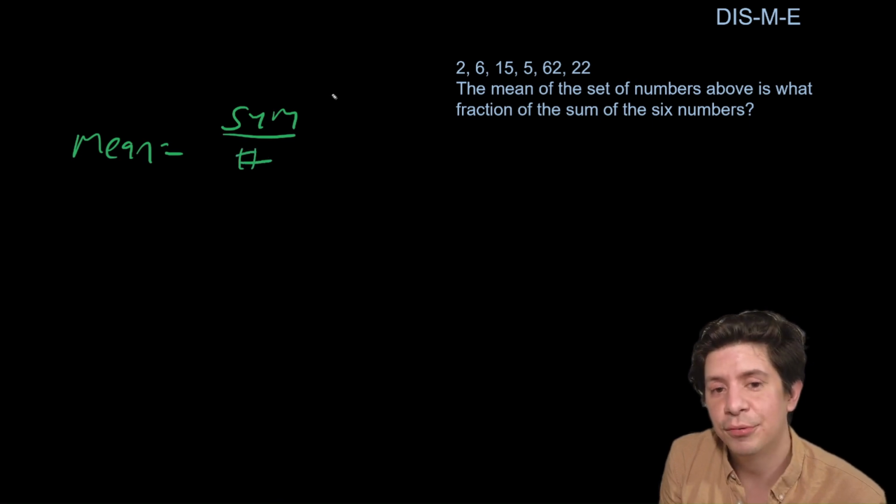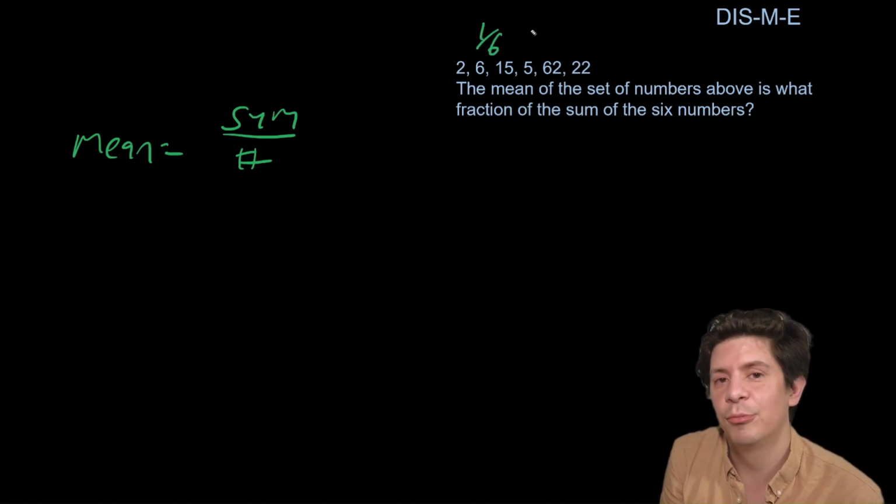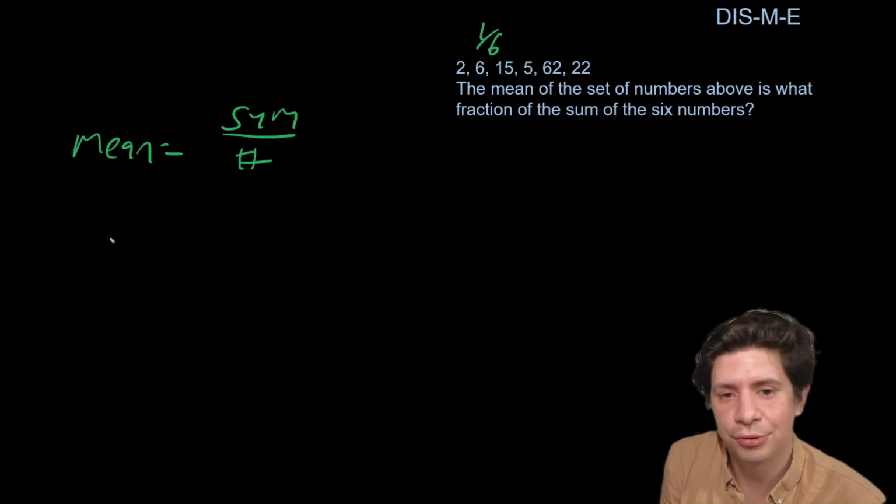So it's going to be exactly 1/6 of the sum. So our answer, without even doing the math, we should know is going to be 1/6. If it had been 5 numbers, it would have been 1/5. If it had been 12 numbers, it'd be 1/12. Now I'll do the math and show you how exactly it works.